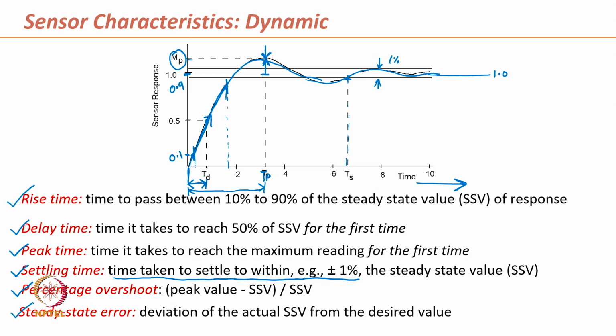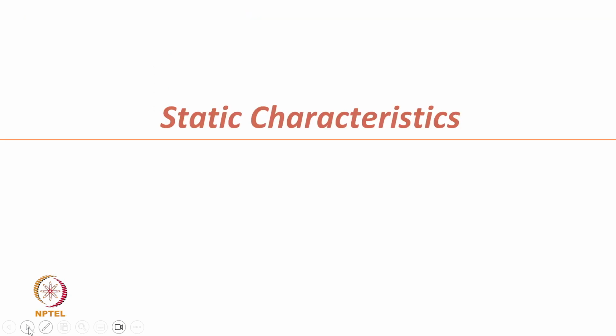Steady state error is the deviation of the actual steady state value from the desired value. So, how much the steady state value is different or deviated from the desired value. These are some of the dynamic characteristics. Now, let us discuss the static characteristics first in detail.